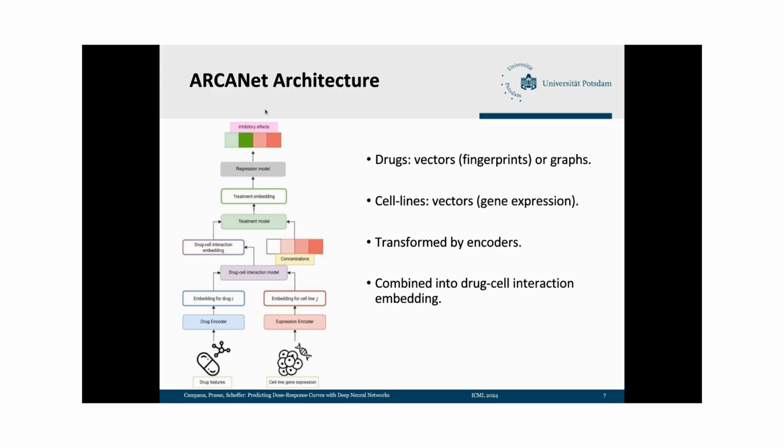We developed two versions of ARCANET. The first uses vectors, fingerprints, for representing the drugs, and the second uses molecular graphs. The molecular graph-based architecture uses a series of graph attention layers to transform the drug representation. Both architectures use vectors of gene expression to represent the cell lines, and they combine both representations into a single vector.